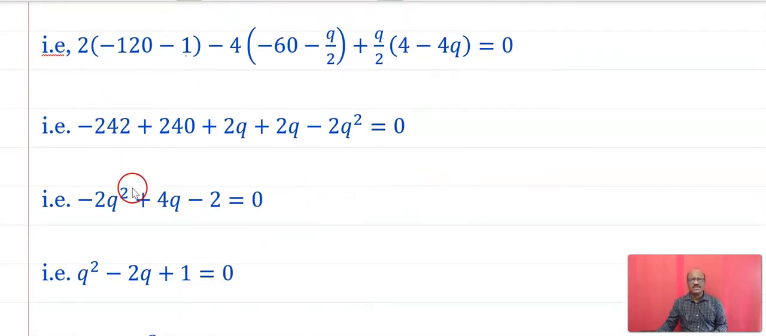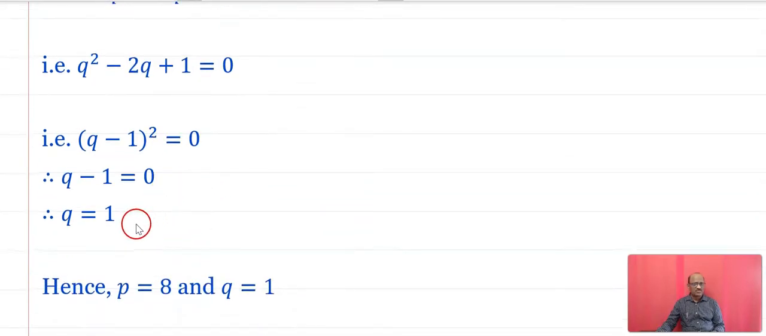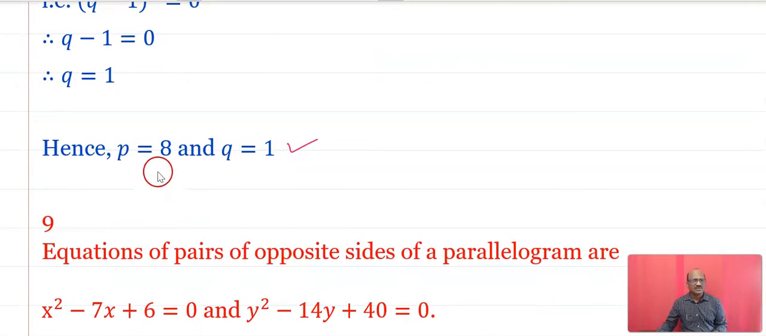Okay, next is minus 2q square, 2q plus 2q, you will get 4q, and minus 242 plus 240, that's equal to 0. Hence q square minus 2q plus 1 is equal to 0. This is the perfect square, that is (q minus 1) whole square is equal to 0. Hence q minus 1 is equal to 0. It means that q is equal to 1, and hence the value of p is 8 and q is 1.